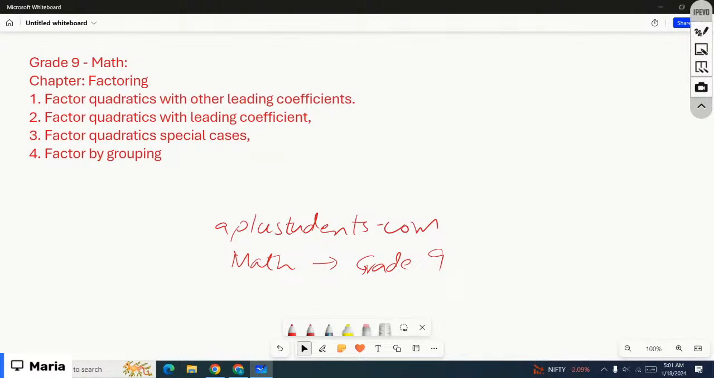We're going to start with the chapter factoring, and the lessons we're going to cover today are factor quadratics with other leading coefficients, factor quadratics with leading coefficients, factor quadratics special cases, and factor by grouping. So please make sure you have your notebook and pencil so that you can note down the important examples and definitions as well. Let's start with the first lesson, factor quadratics with other leading coefficients.